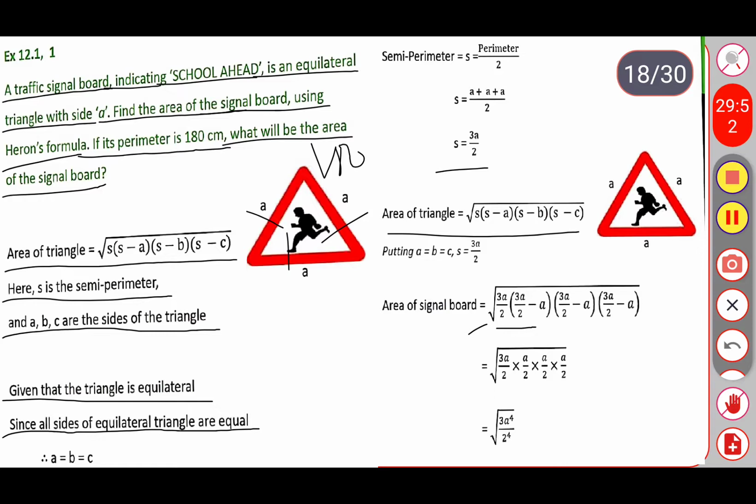So write this 3A by 2 as it is. Now take the LCM of these two, you will get A by 2, A by 2, A by 2. So multiply numerator to numerator and denominator to denominator. What you will get? Square root of 3A raised to 4 whole divided by 2 2s are 4, 4 2s are 8, 8 2s are 16, right? So square root of 3 into A raised to 4 divided by 16.